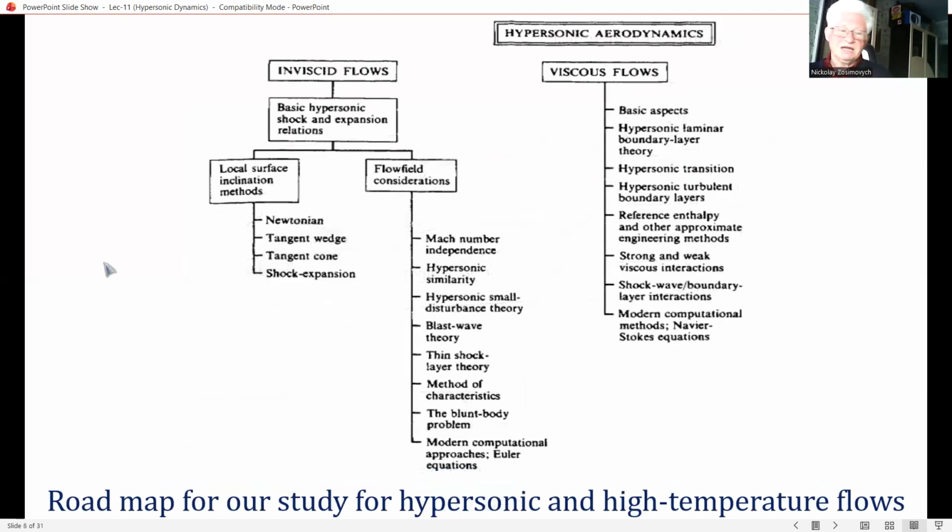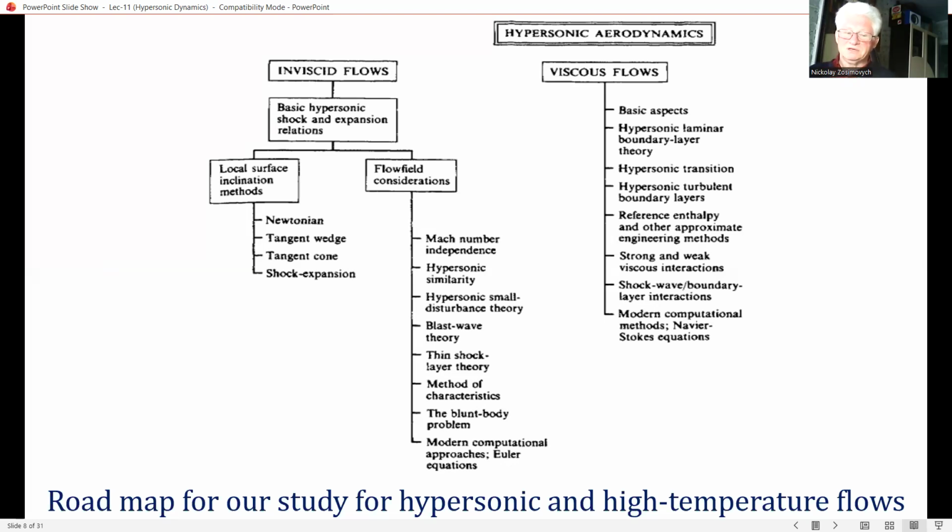In the present lecture, some basic aspects of viscous flow will be discussed, including the full governing equation, I mean the Navier-Stokes equation, the boundary layer equation, how they are affected by hypersonic conditions, and important results from the boundary layer equation.